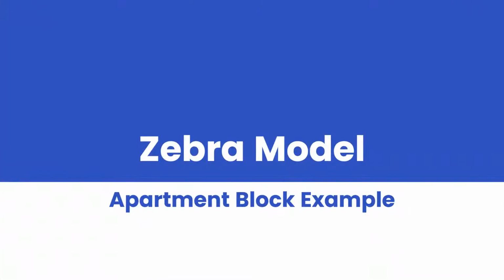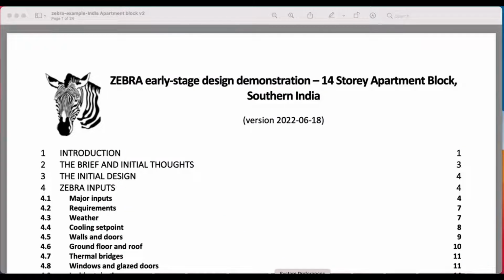Today we're going to be looking at using Zebra for real. So we're going to be looking at the early stage design of a 14-story apartment block in southern India. This document that you see before you is available on the Zebra website, and I suggest you download it and read through it before you do maybe your first design using Zebra. It's quite similar to the UK office block, but obviously set in southern India. It's a residential situation and it's a cooling dominated rather than heating dominated climate.